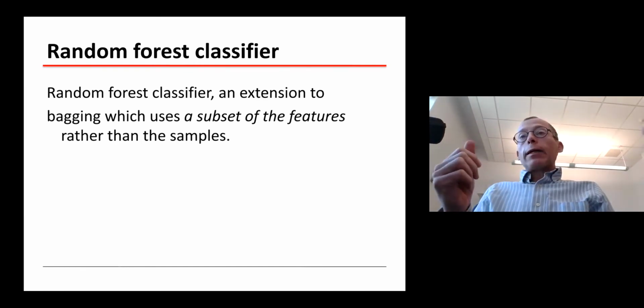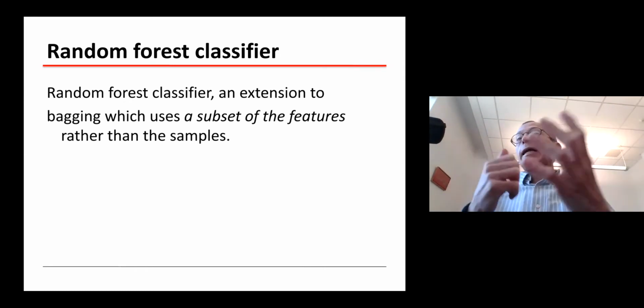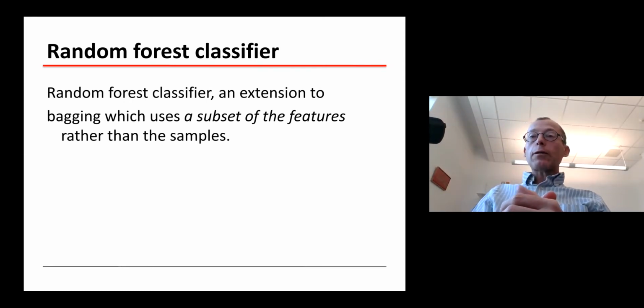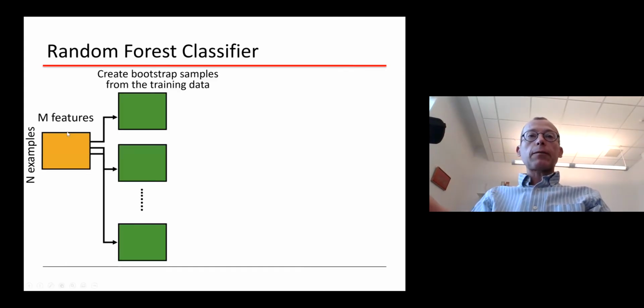And each tree can give us a different answer for the same sample, because it's going to ask different questions. Okay, so this is the way we inject randomness into the process. So this is the training data. We have n examples, let's say n samples and m features.